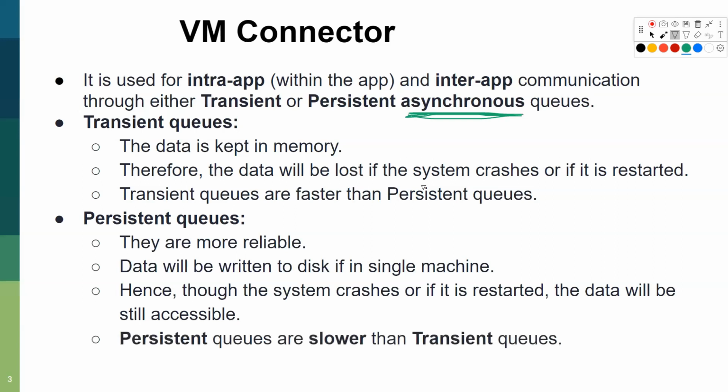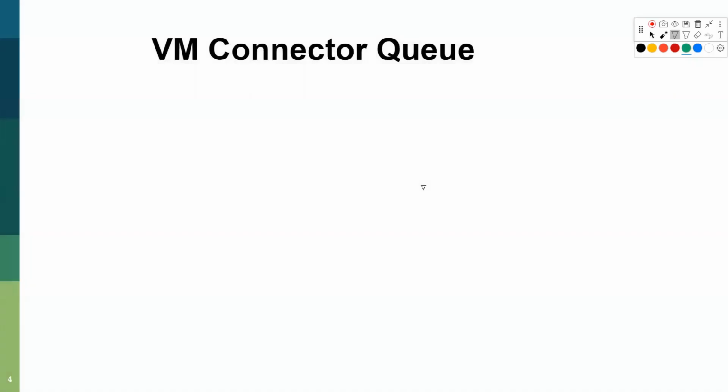But anyway, the VM connector, as you can see, is asynchronous processing. It is mainly used when we don't have third party JMS brokers. And the VM connector has different operations. Let's see this slide first.